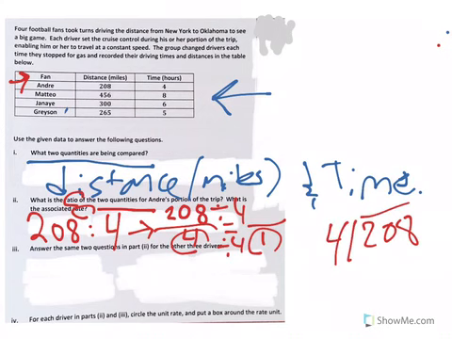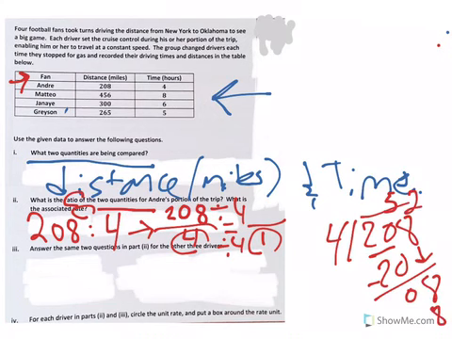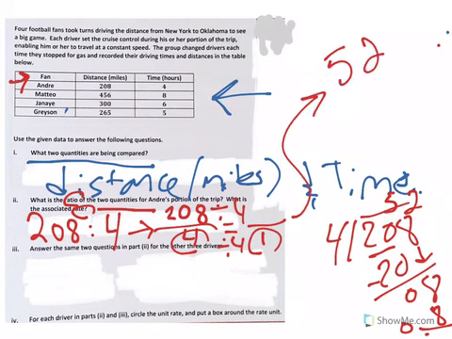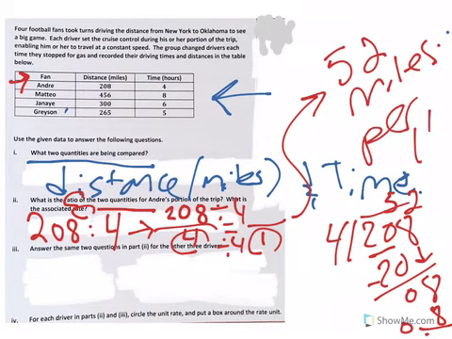208 divided by 4. 4 does not go into 2, but it does go into 20 5 times. 5 times 4 is 20. Subtract, you get 0. Bring down the 8. 4 goes into 8 2 times. Get 8. You get 8, and that's 0. So our unit rate, right up here, would be 52 miles per hour.